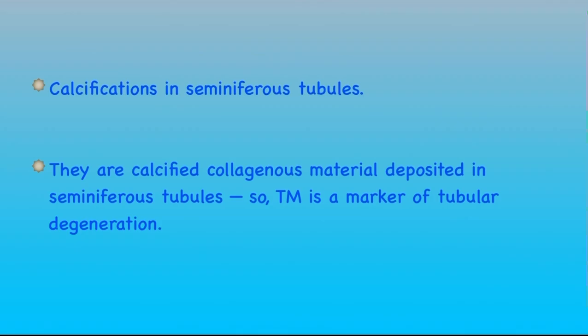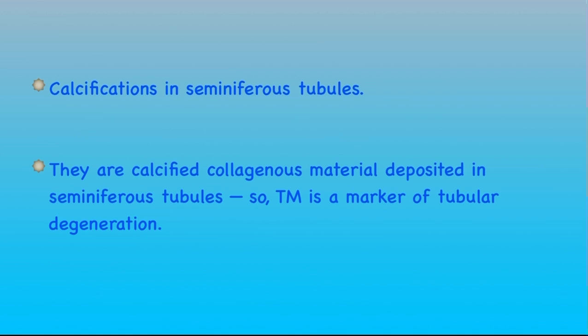Now coming to the pathophysiology. Why do these liths get deposited in the parenchyma? These liths are nothing but the calcifications in seminiferous tubules. These are calcified collagenous material deposited in seminiferous tubules. So testicular microlithiasis is a marker of tubular degeneration.